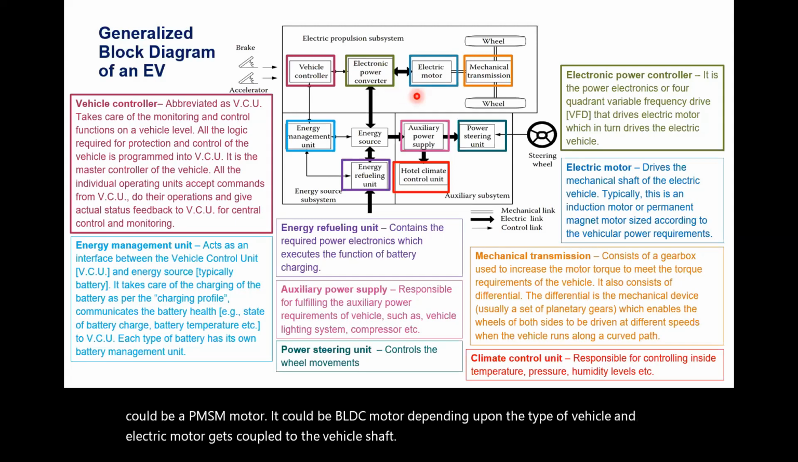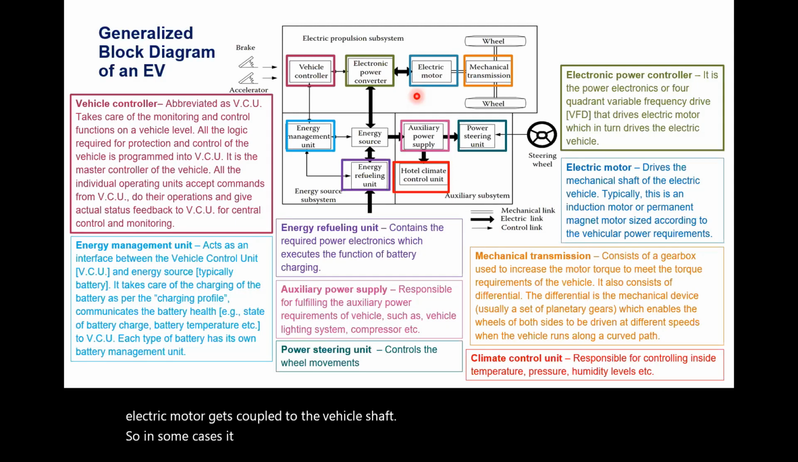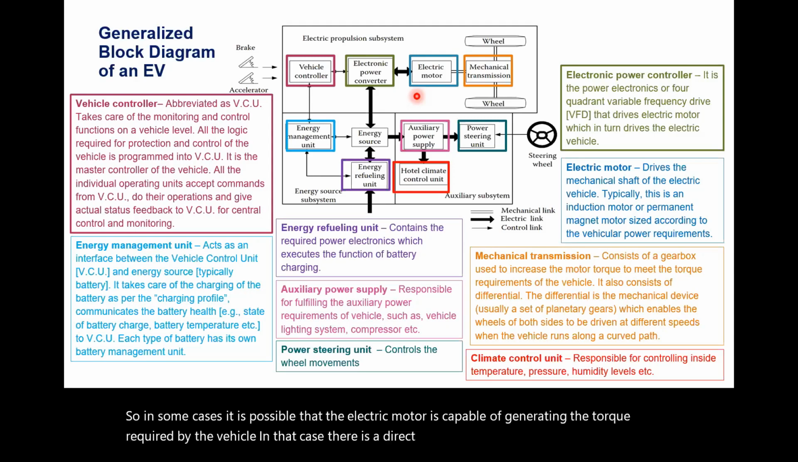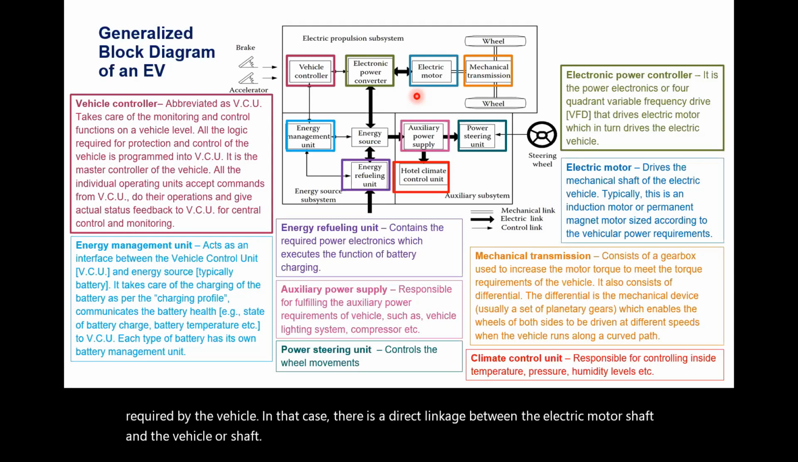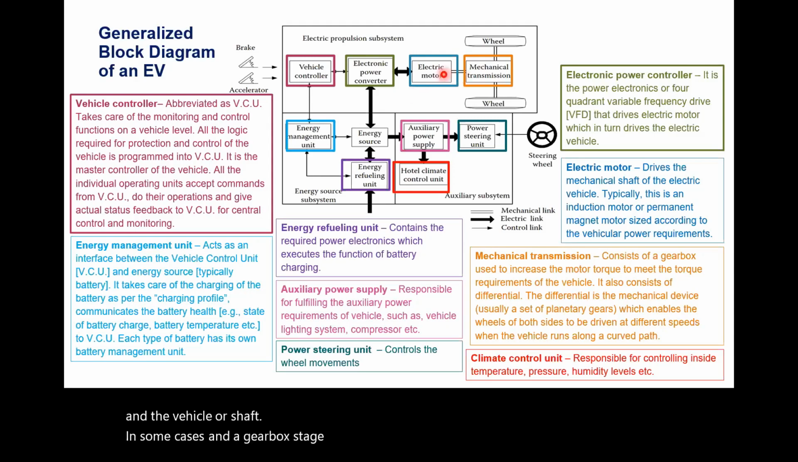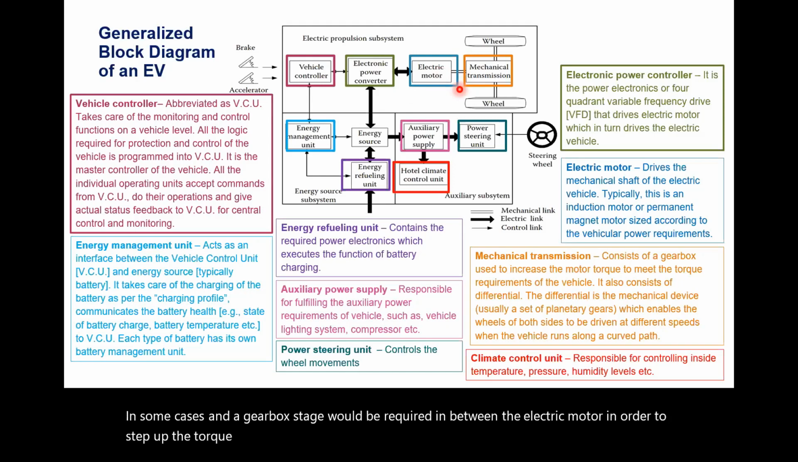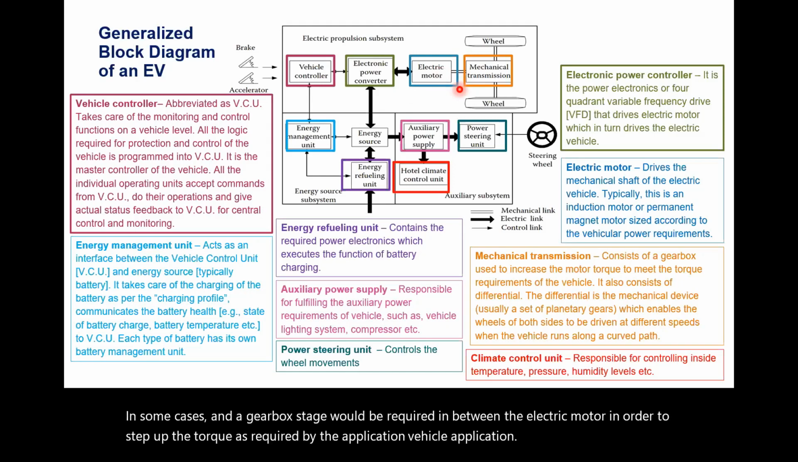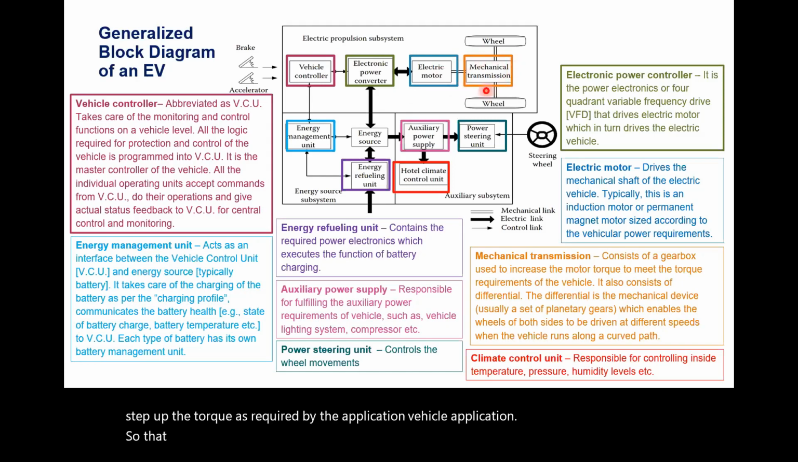In some cases, it is possible that the electric motor is capable of generating the torque required by the vehicle. In that case, there is a direct linkage between the electric motor shaft and the vehicular shaft. In some cases, a gearbox stage would be required after the electric motor in order to step up the torque as required by the vehicle application. That particular gearbox is symbolized as mechanical transmission.